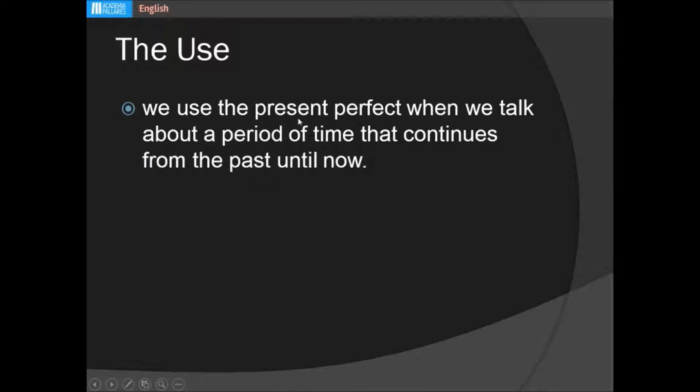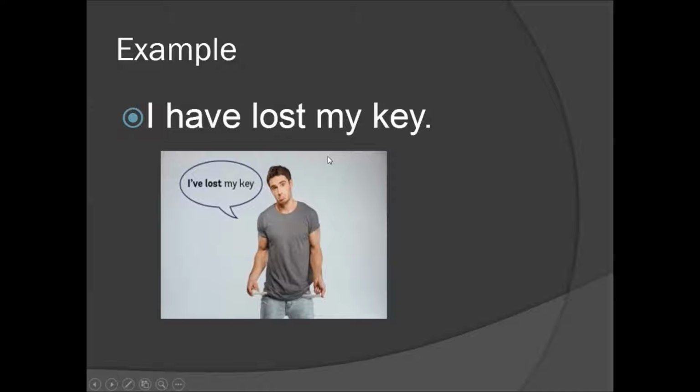Okay, the use. So we use the present perfect when we talk about a period of time that continues from the past until now. Okay, let's see some examples.